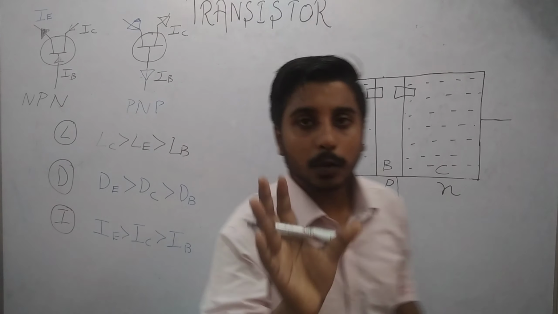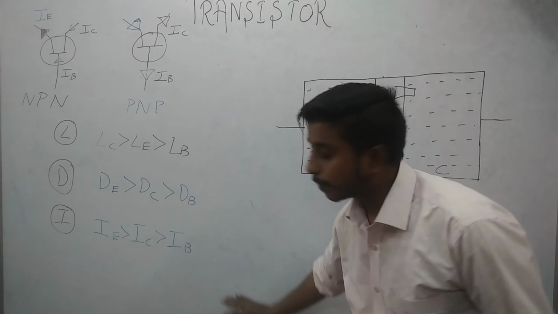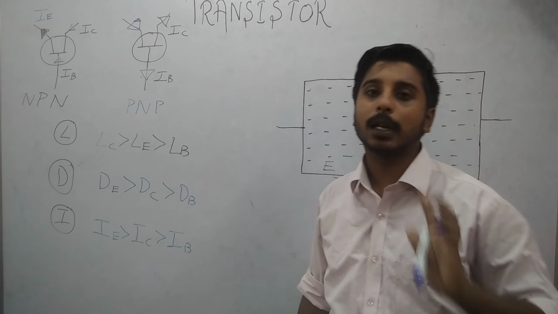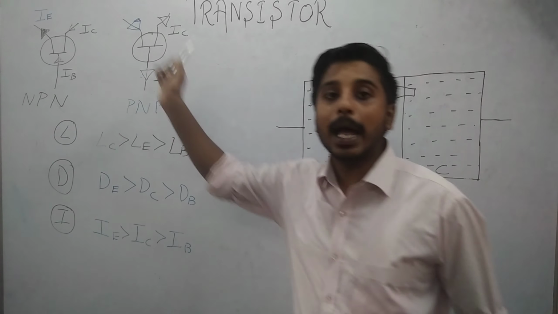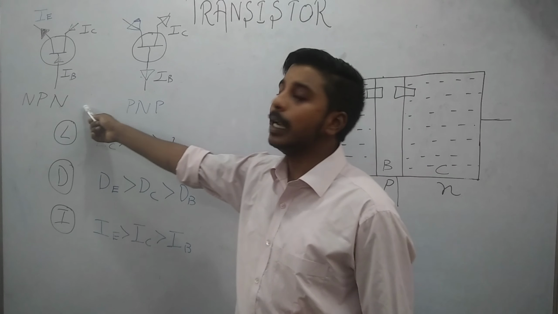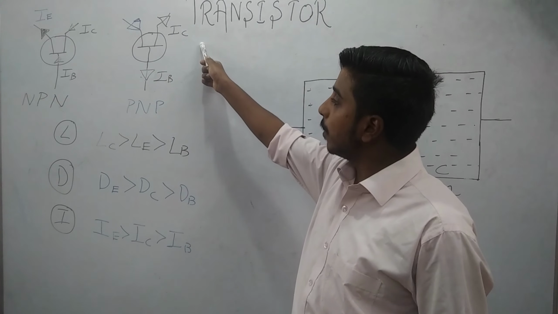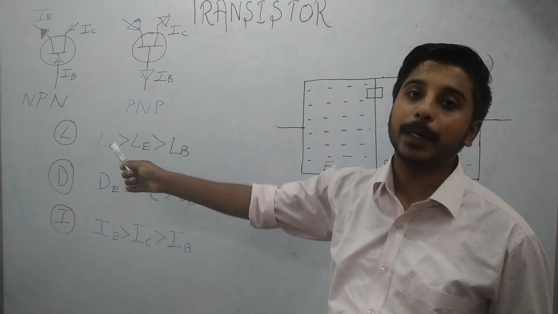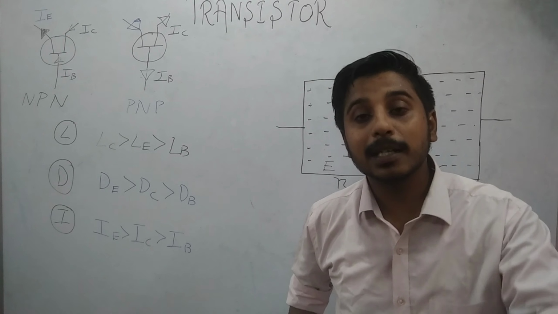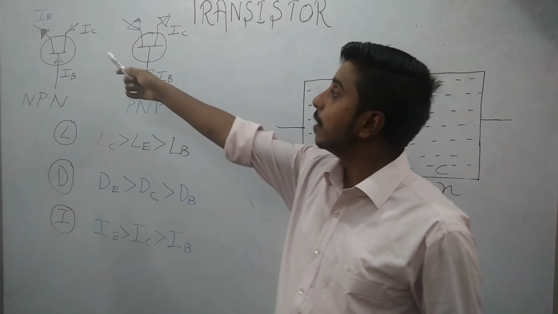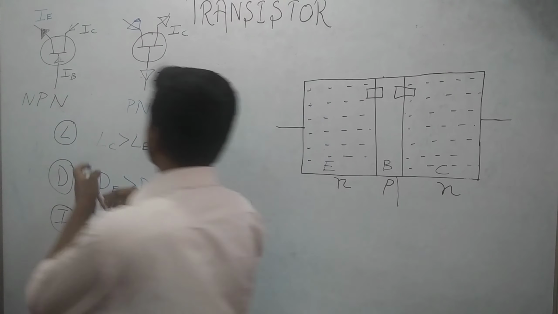Okay, so you need to just understand this part and the working will be crystal clear to you. Where the arrow is going out, definitely it will be NPN. Where the arrow is inward, it is definitely PNP. And the direction of the arrow gives the direction of emitter current. So that is IE, and this is also IE.